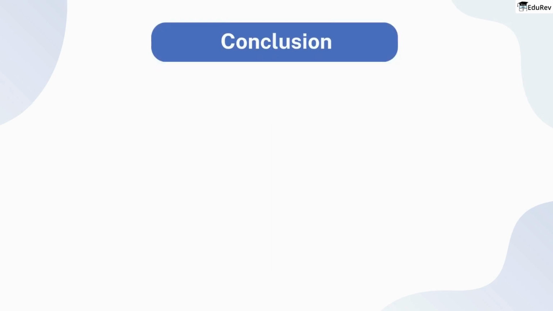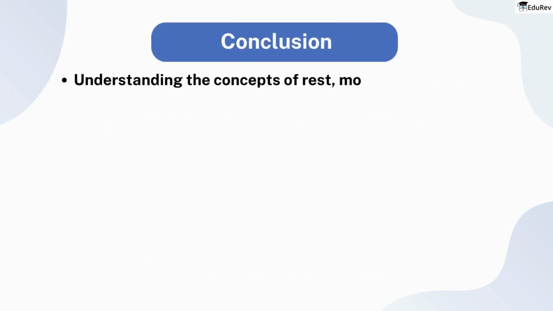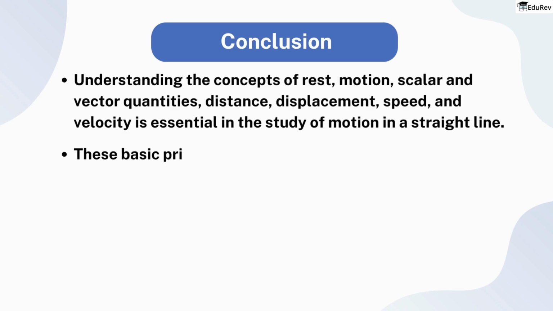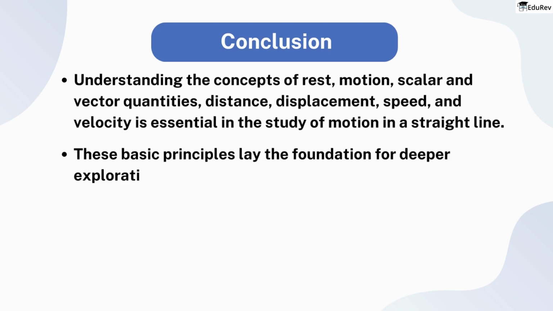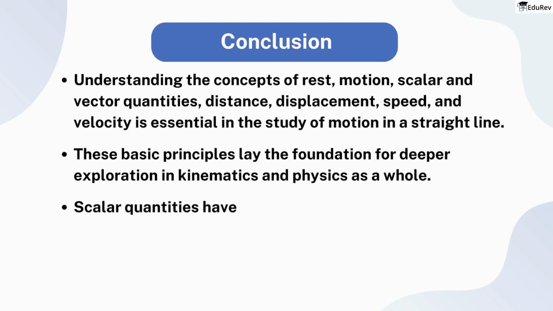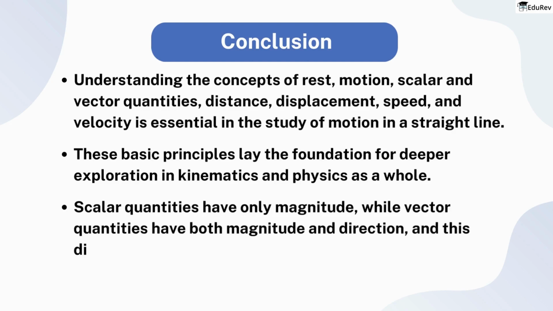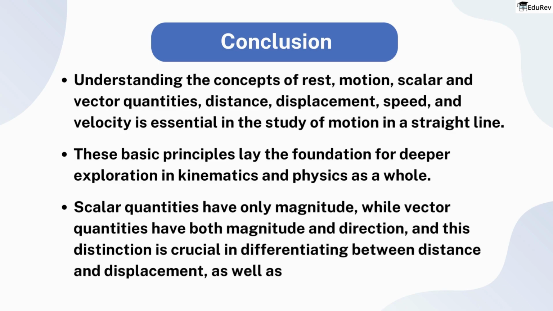In conclusion, understanding the concepts of rest, motion, scalar and vector quantities, distance, displacement, speed, and velocity is essential in the study of motion in a straight line. These basic principles lay the foundation for deeper exploration in kinematics and physics as a whole. Remember that scalar quantities have only magnitude, while vector quantities have both magnitude and direction, and this distinction is crucial in differentiating between distance and displacement, as well as speed and velocity. We hope that you have understood these topics of motion in a straight line.